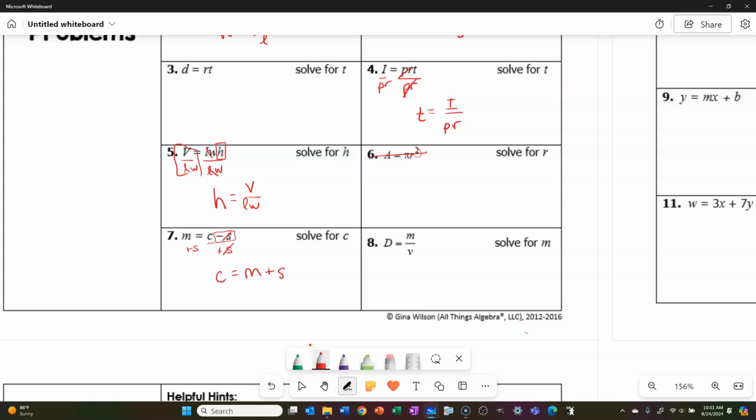And on number 8, we want to solve for M. D equals M divided by V. So to undo this V, we have to think about how it's attached to the M, and it's M divided by V. So to undo that, we multiply. V, not W. So that will give us M equals D times V, because the V's cancel out over here. Okay, so those are all one step.